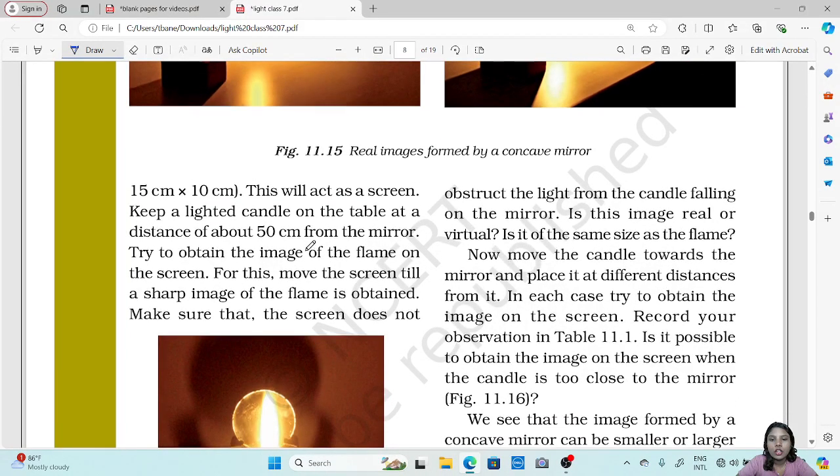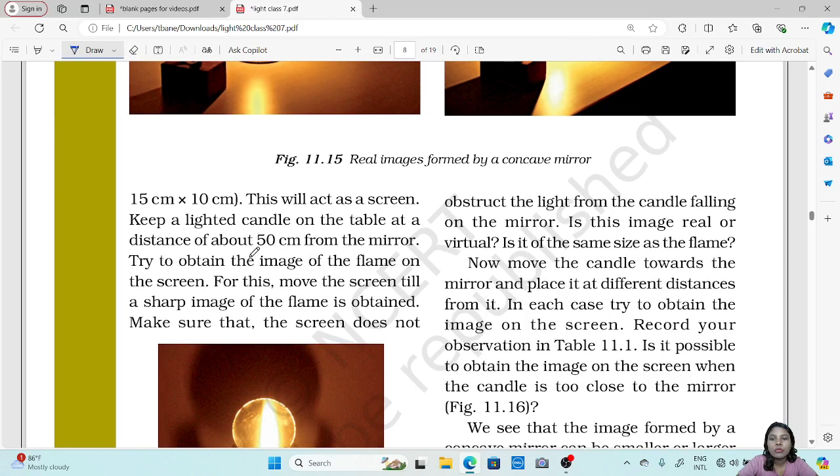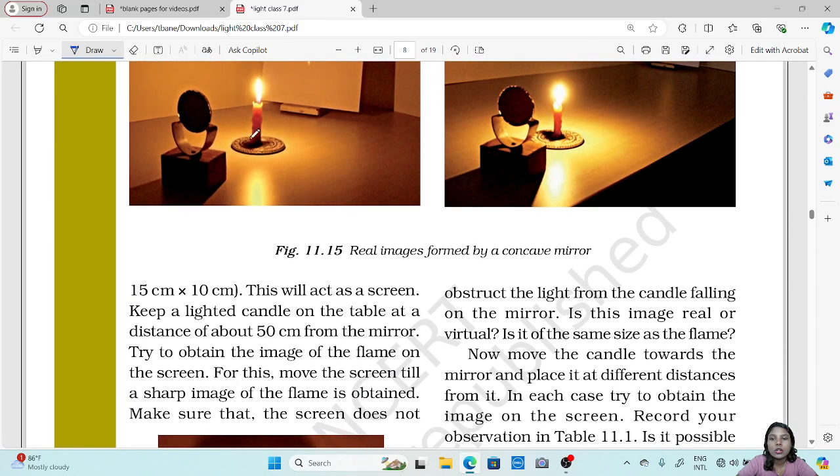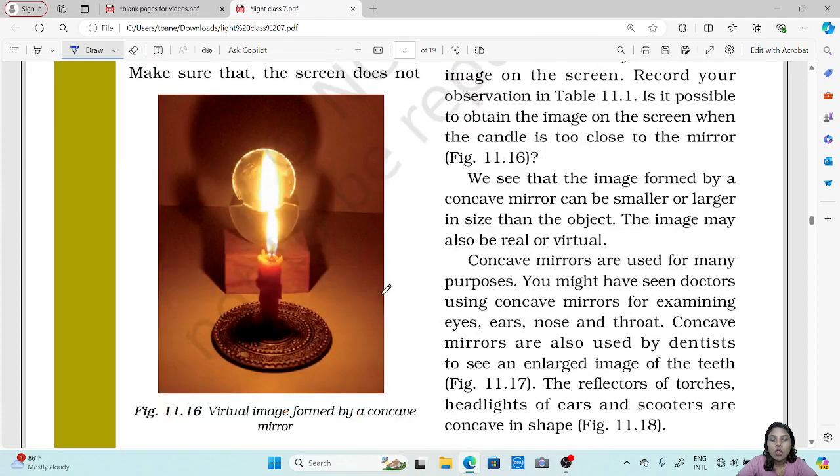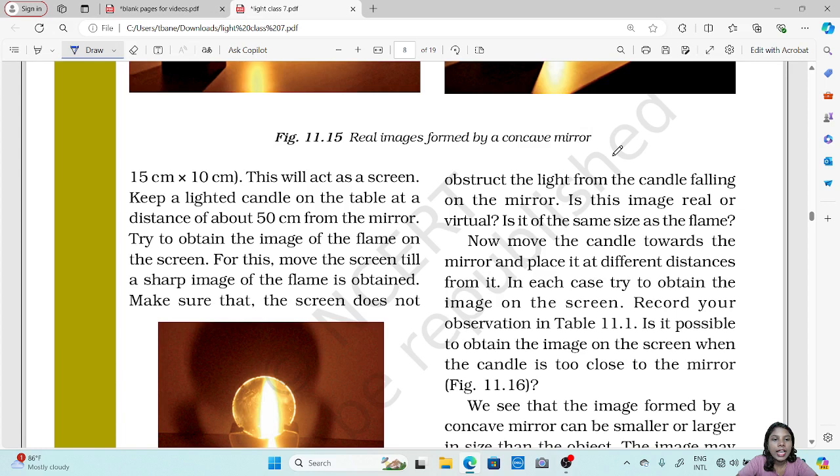Keep a lighted candle on the table at a distance of about 50 centimeter from the mirror. So about 50 centimeter from the mirror, you keep a candle. Try to obtain the image of the flame on the screen. For this, you have to move the screen till the sharp image of the flame is obtained. Make sure that the screen does not obstruct the light from the candle falling on the mirror.